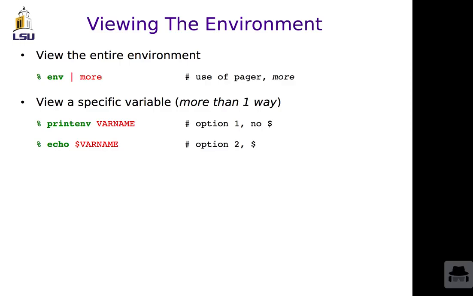more in this case is a pager. If you have a lot of variables and it goes past the screen, you can use that pipe to more to kind of steadily page through and be able to look and navigate this big dump of text that you're looking at. And there's more than one way to do it. In C shell, there's printenv with the var name, and then you could also just use echo $varname. That's the shell variable with the $ sign in front.